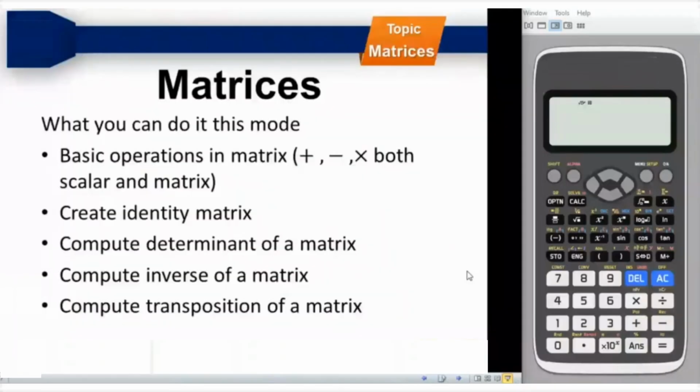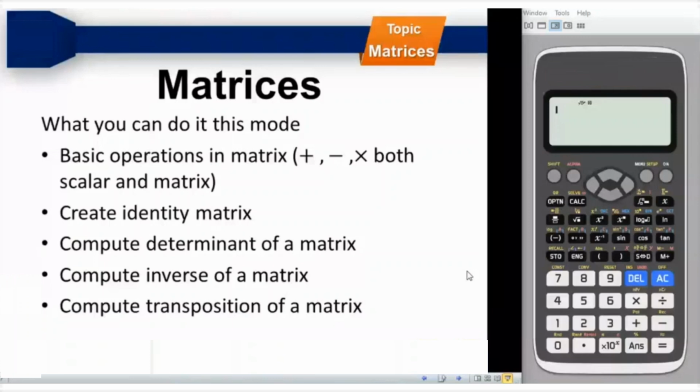Let's begin with matrices. What can be done in this mode? All those people who have studied matrices, you know that it's usually a compulsory part of the syllabus of all boards. So you must know the basic operations, that is addition, subtraction, multiplication of both scalar and matrix. You need to know what identity matrices are. You can compute the determinant of a matrix, inverse of a matrix, and transposition of a matrix. All this can be done with the calculator as well.